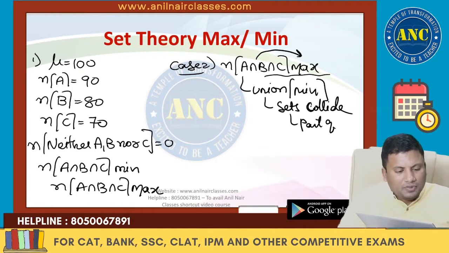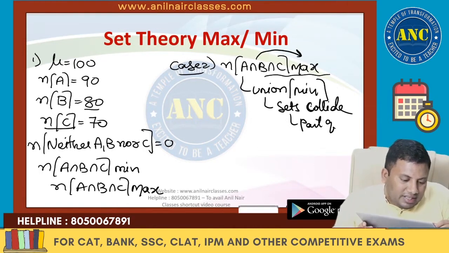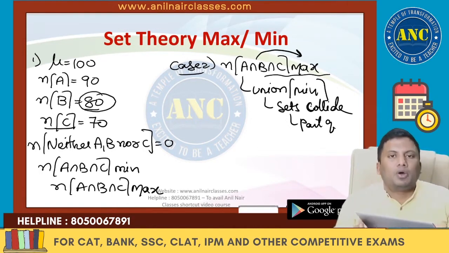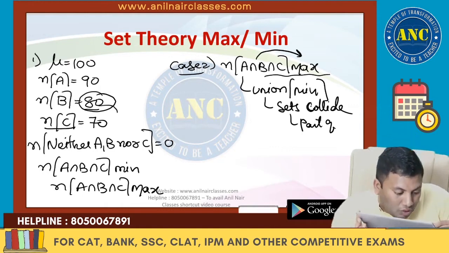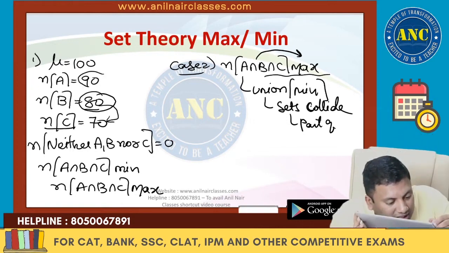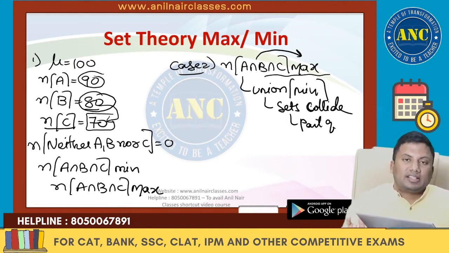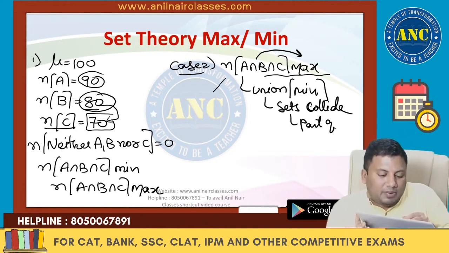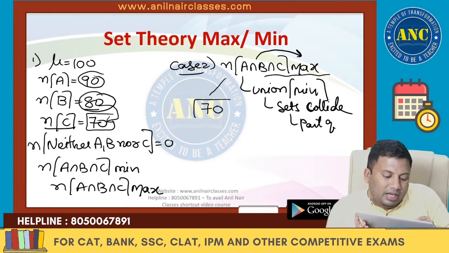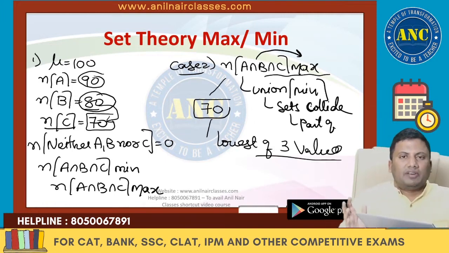Suppose N of C is 70. In these 80 people who like subject B, if I make 70 people who like subject C, automatically I will get maximum. In the 90 people, if 70 people also like subject C, I will get the maximum. The answer is 70, which is the lowest of the three values.